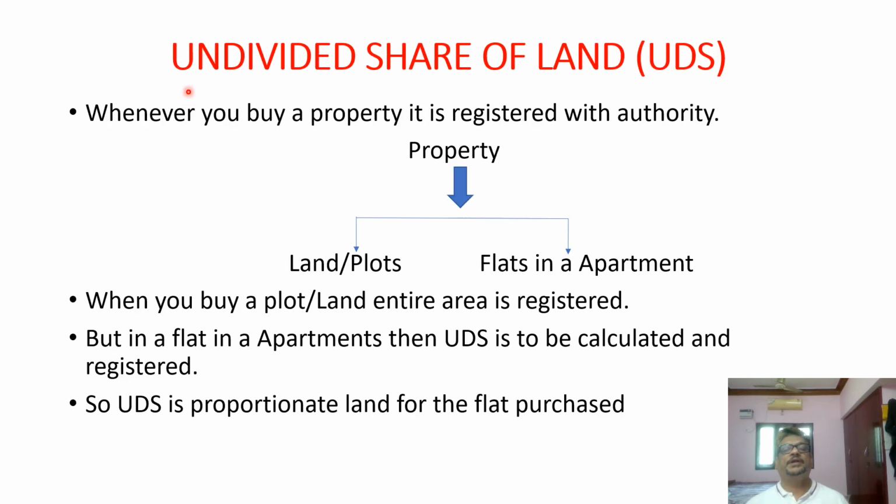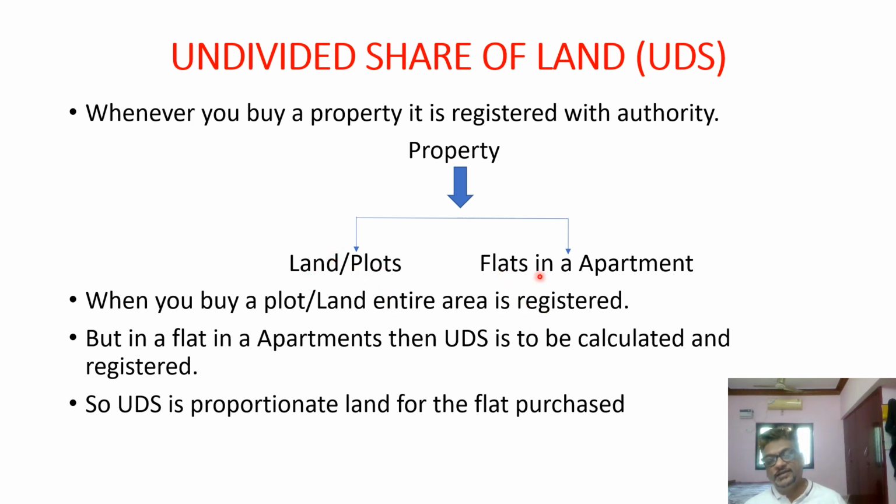Now our main topic, undivided share of land. Whenever we buy a property, it has to be registered with the sub-registrar office, with the state government authority. Generally, the property we buy will be either a land or a plot, or we buy it as a flat in an apartment. When we buy a plot or land, the entire area is registered, so there is no major hassle. Whatever area is reflected on the ground and on the document will be registered as it is.